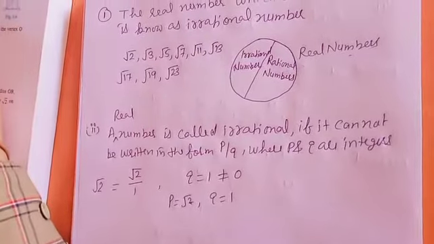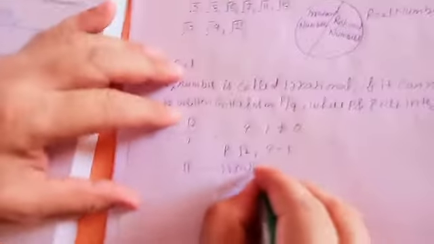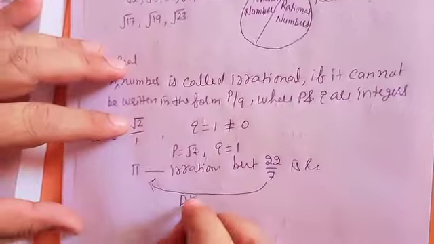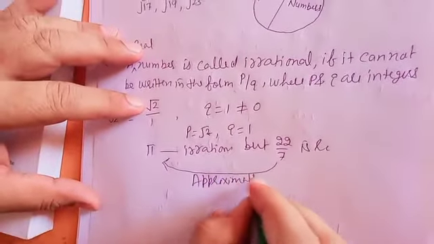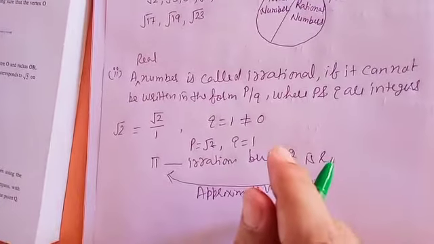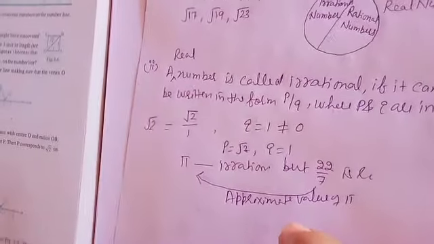So there are so many examples given. One more thing I am telling: pi. Is pi rational or irrational? Pi is irrational. But 22 by 7 is rational. Why? Because 22 by 7 is an approximate value of pi, not the exact value of pi. That's why pi is irrational and 22 by 7 is rational.